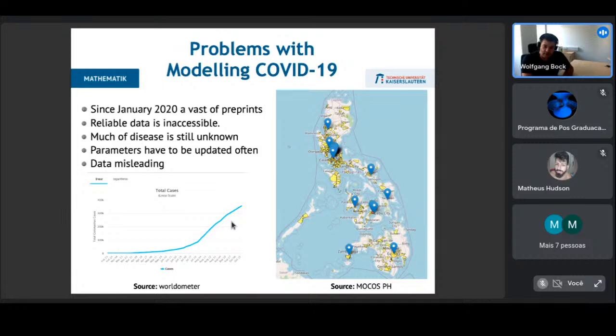You have a lot of cases around the region of Davao. You almost have nothing up here, and also on this island, Bohol, you have nothing. The reason you have nothing is just that you don't have a testing center. So one has to be very careful.